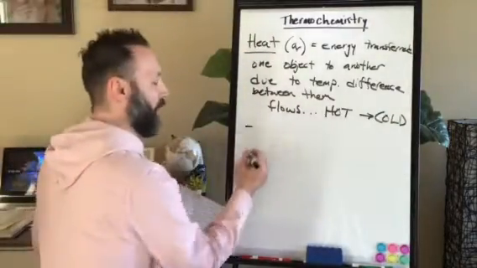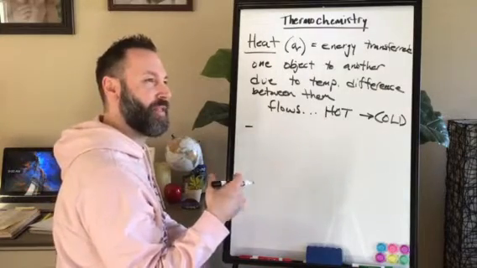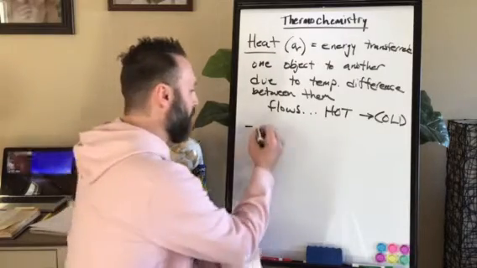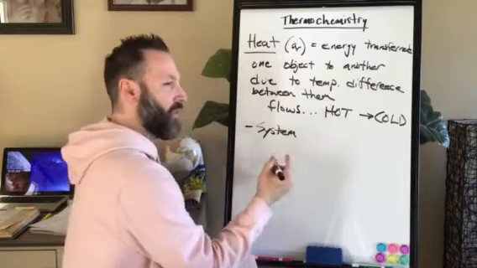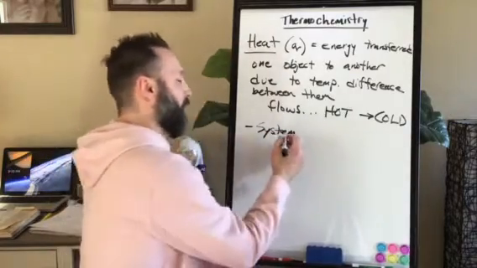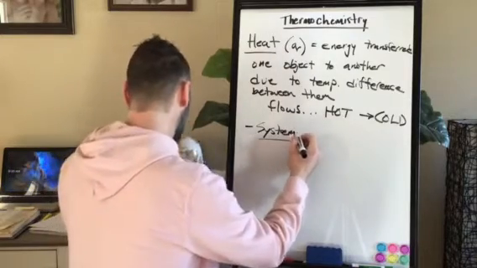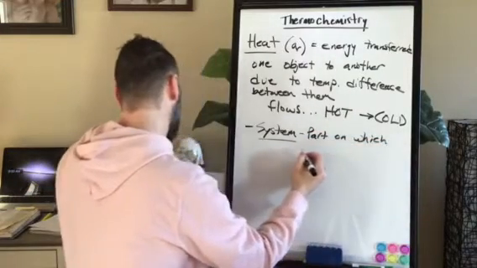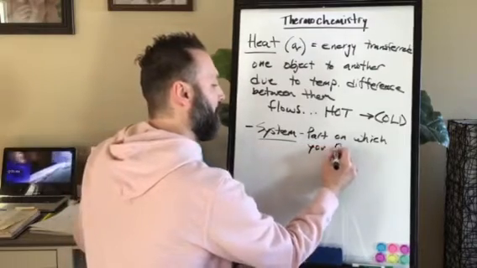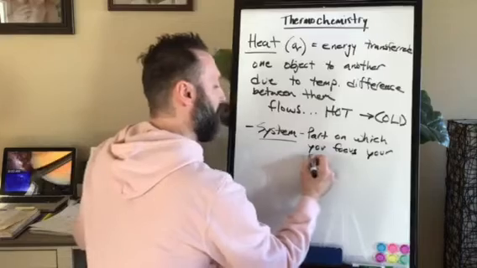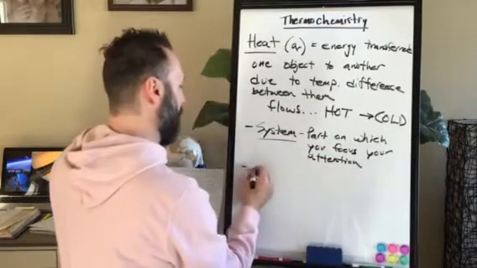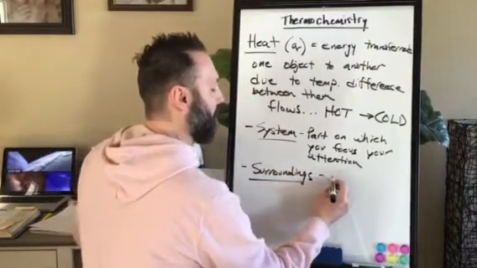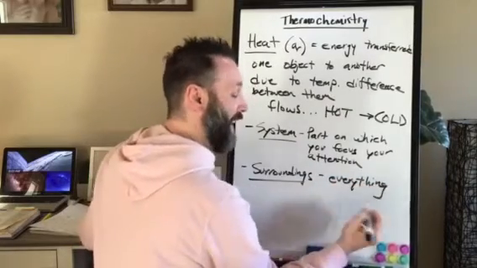All right, and then very important, when we look at a system, something that's gaining or losing heat, we always want to look at it from the perspective of the system. So the system is going to be what you focus your attention on. The surroundings are going to be everything else, or what we call the universe. So the system is the part on which you focus your attention. And the surroundings is going to be everything else. And sometimes we refer to that as the universe.